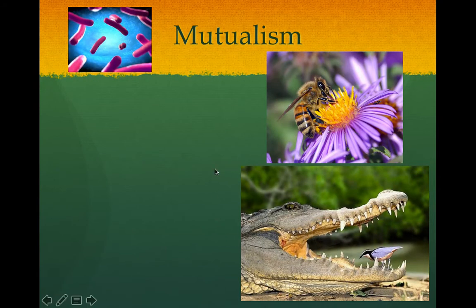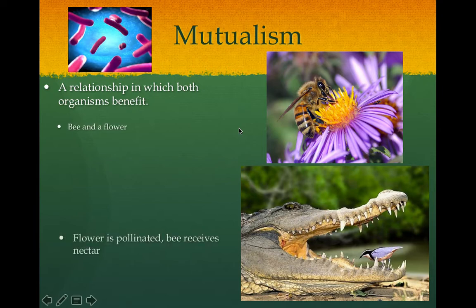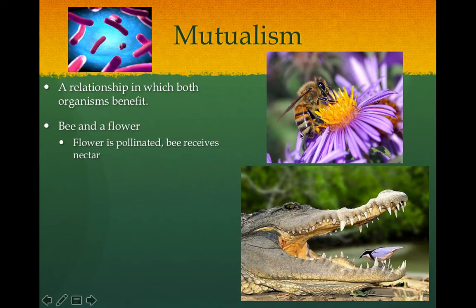So the first one is mutualism. We see some pictures here. So it's a relationship in which both organisms benefit. And an example here is the bee and the flower.